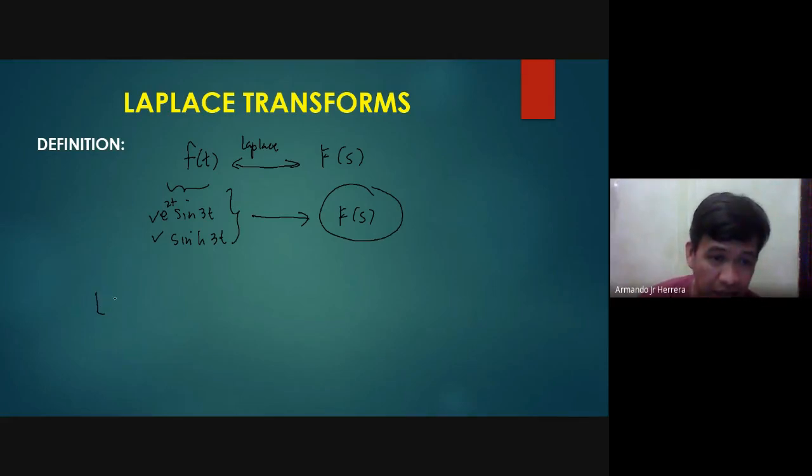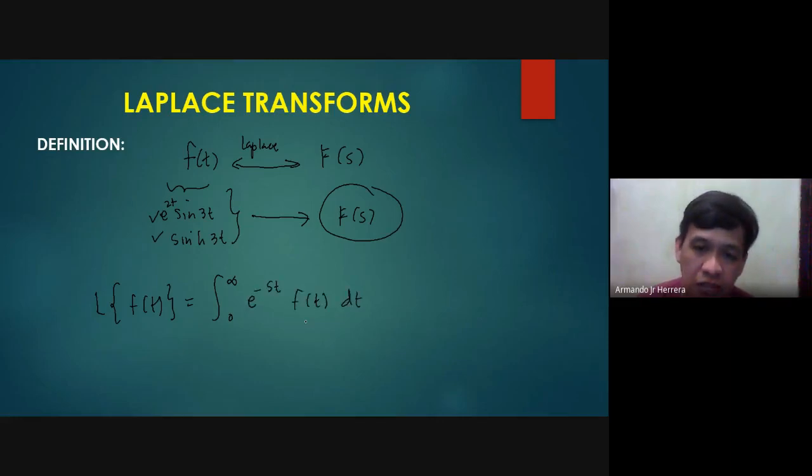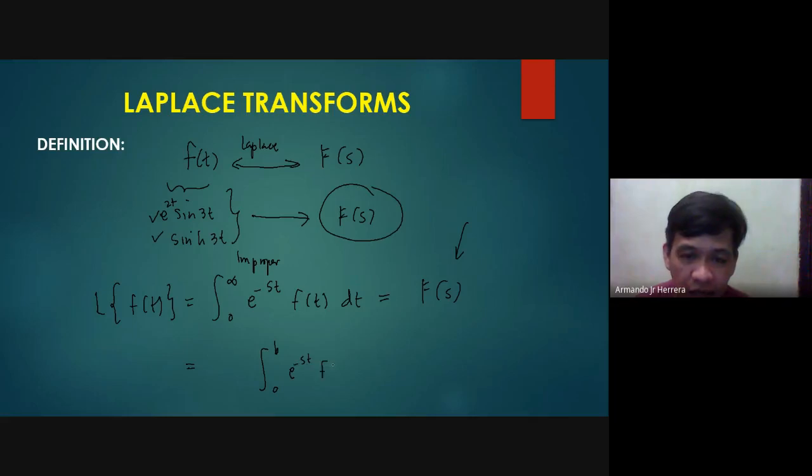So, dinefine ni Laplace ang Laplace transform ng isang function using this formula: integral from 0 to infinity, e to the minus st f of t dt. So as you can see, pag ginawa natin or in-evaluate natin itong improper integral na to, makukuha natin yung hinahangad nating algebraic function. So, yung improper integral, formally, para ma-formal na ma-solve ito, that's integral from 0 to b, e to the minus st f of t dt.